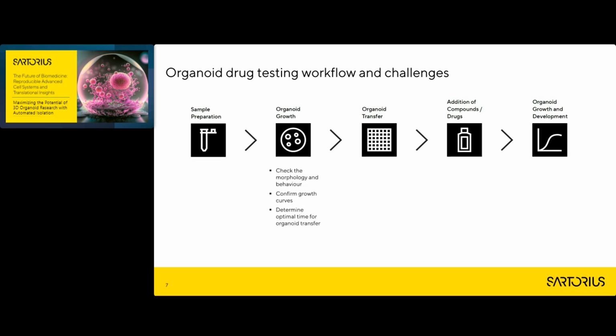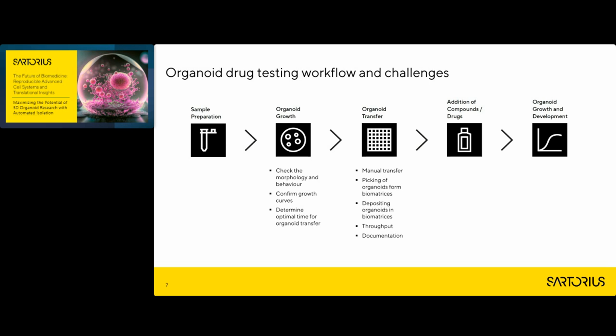Despite the potential of organoids in drug testing, there are several challenges that need to be addressed. One of the primary challenges is the variability between the organoids, which can generate inconsistent results. Therefore, it's critical to monitor organoid growth, morphology, and behavior, as well as determine the optimal time for organoid transfer before testing the compounds. Transferring organoids is not a trivial task, as it usually is a manual process, which drastically affects the throughput and viability.